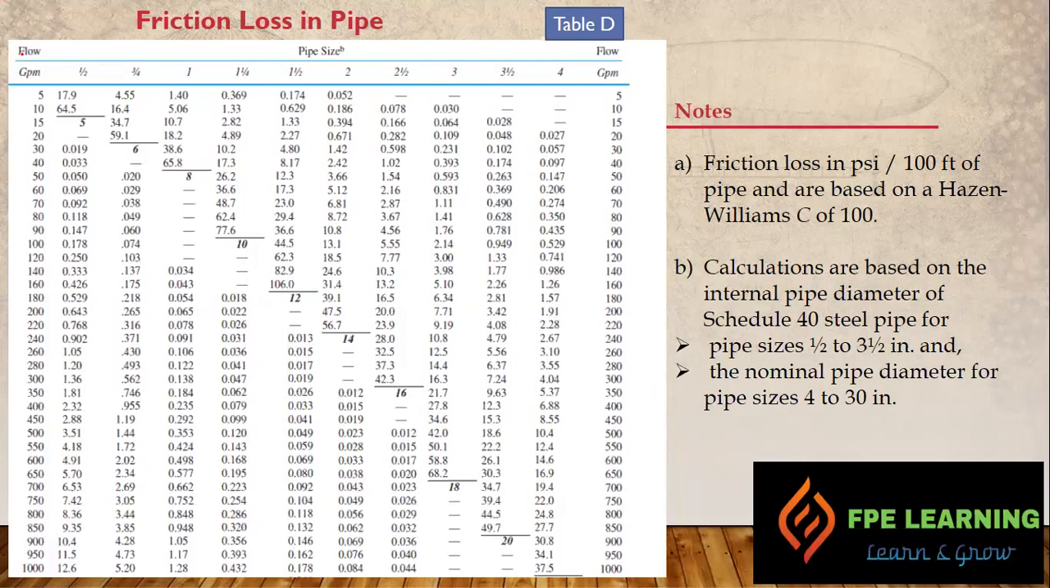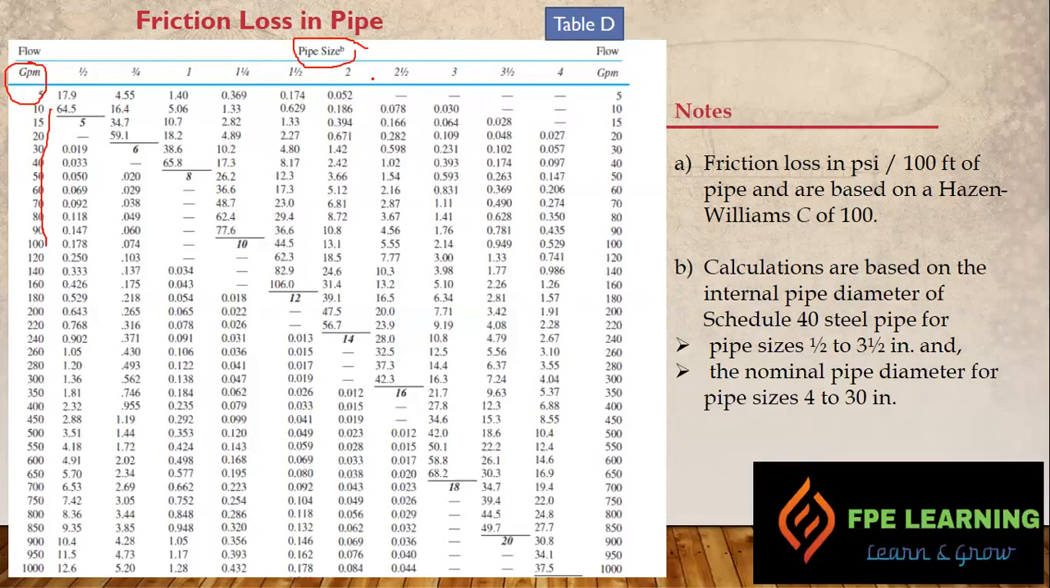The first column is flow in GPM, all these values for the GPM. And then we have the pipe size, starting from half inch. In this table I have taken only up to 4 inch, but you can find up to 12 inch and so on in the Fire Protection Handbook. So how are we going to use the values, right? The frictional loss is given in PSI per 100 feet of pipe. So these values are for 100 feet of the pipe, right?